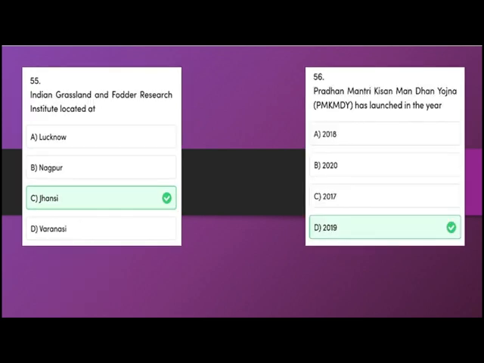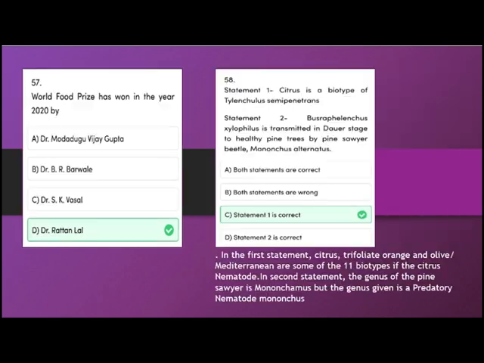Now come to the 55th question. Indian Grassland and Fodder Research Institute is located at, and the answer is Jhansi. 56th question. Pradhan Mantri Kisan Maandhan Yojana, PMKMDY, was launched in the year, and the answer is 2019.